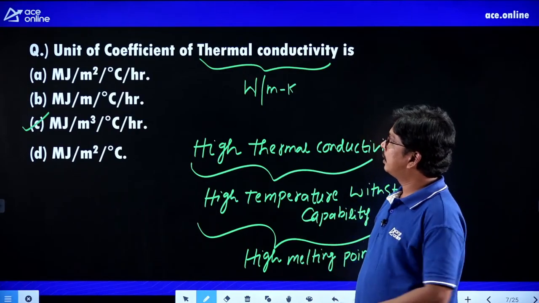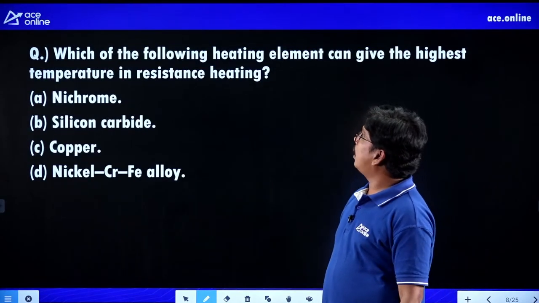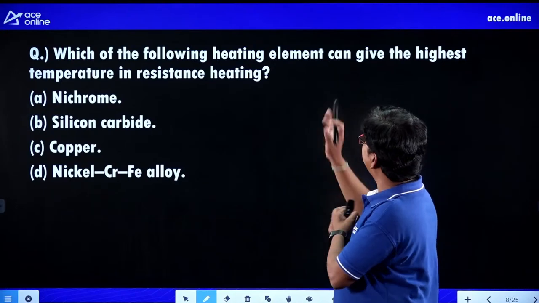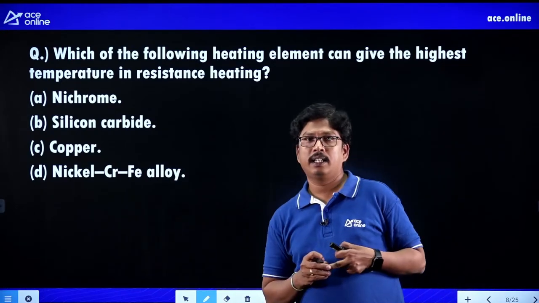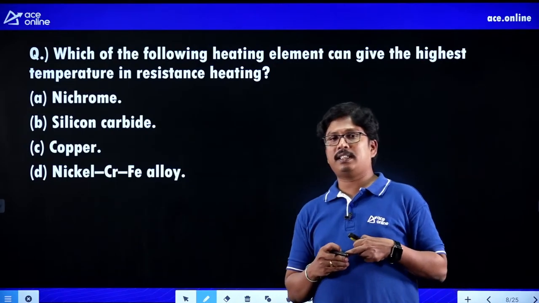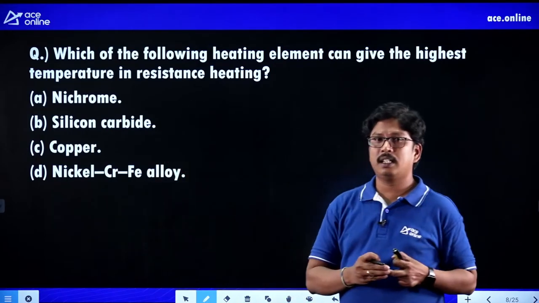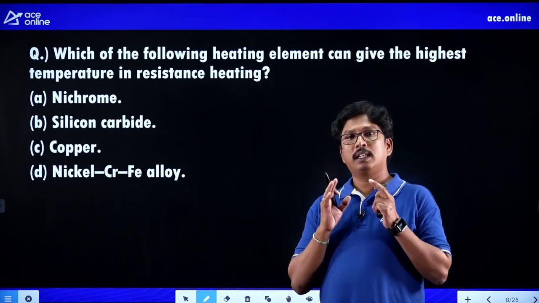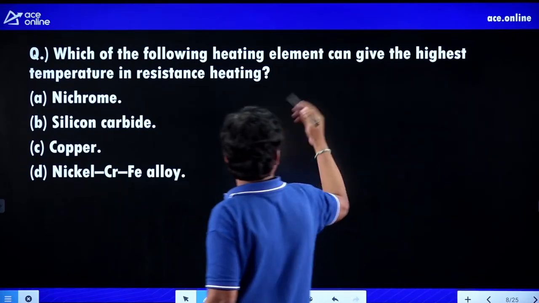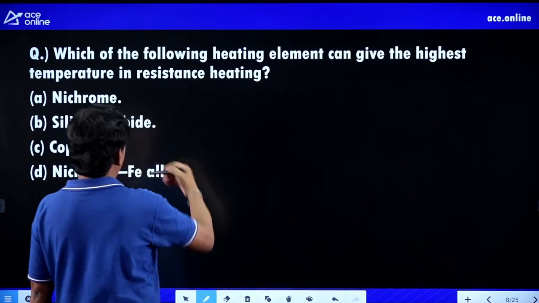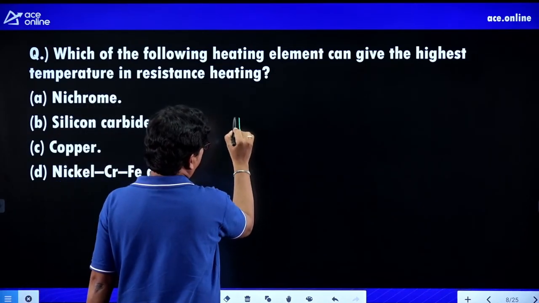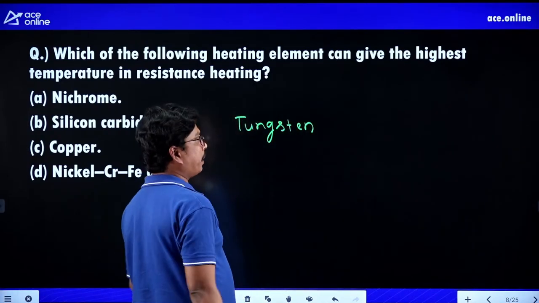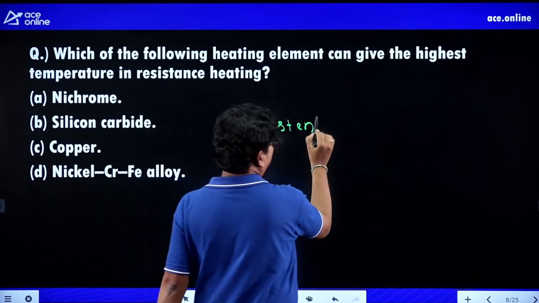Try to see the next question. Which of the following heating elements can give the highest temperature in resistance heating? From the options we can give one answer. In case of resistance heating, the element tungsten will give the highest amount of heating. The temperature that can be provided by tungsten will be very high.